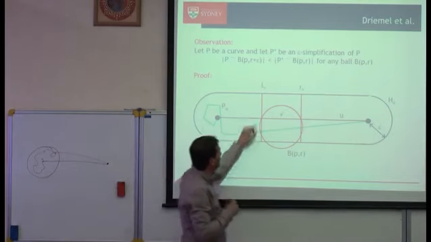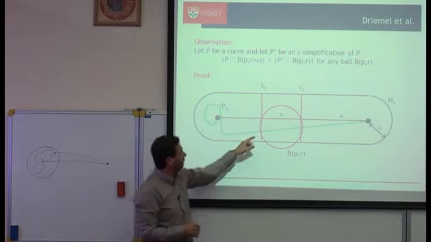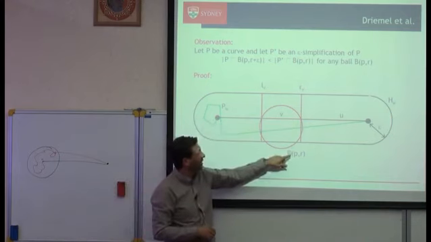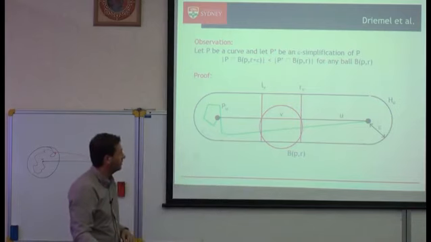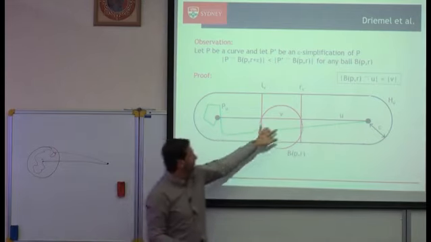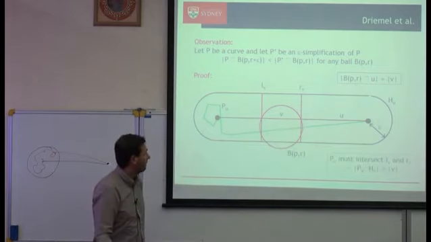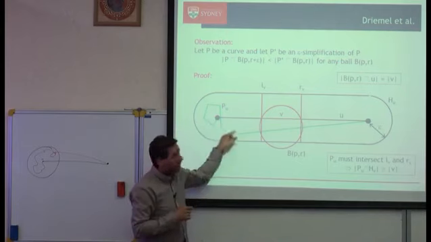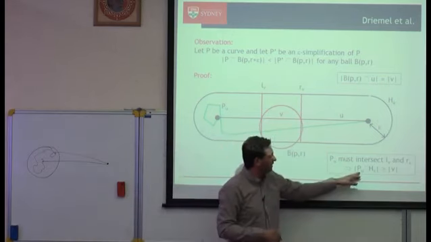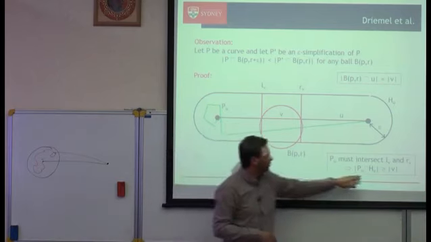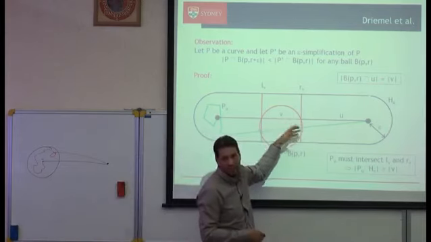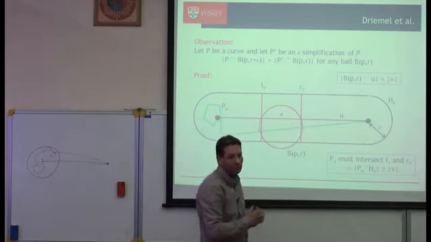So now I take two vertical lines that go through the endpoints of the intersection between U, my simplification, and my original ball centered at p with radius r. Obviously the intersection between the ball and U is equal to the length of this, B. Also I know that the original curve has to intersect both the left bound and the right bound. So the intersection between the original curve and the hippodrome has to be greater than or equal to B, because I'm just taking a slab, and inside this slab it has to be greater than B. But of course that means that it has to be greater than B in the whole hippodrome.